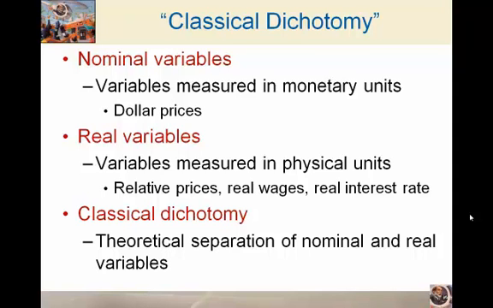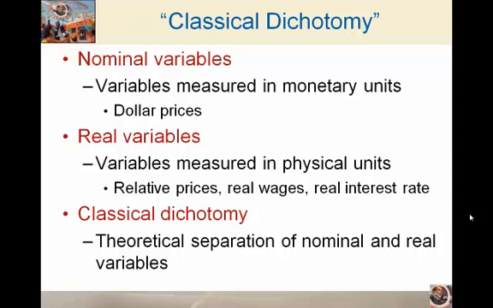So that's the classical dichotomy. Now, let's ask this question then. What should we consider? If we're economists, should we consider nominal variables or real variables? Well, the answer is that, of course, we should consider real variables. And that's the answer. Why?